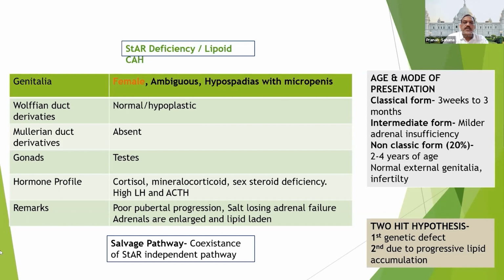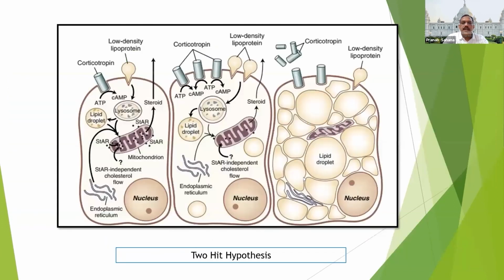So this is the histological picture of STAR deficiency. We can see this is normal, where this is the mitochondria. STAR helps in transporting cholesterol into the mitochondria, and here we can see that because of STAR deficiency, there is less or no cholesterol transport into the mitochondria. As a result, there is accumulation of lipid droplets inside the cell, which leads to enlargement and engorgement of cells and destruction of other cell organelles, compromising the cellular function.